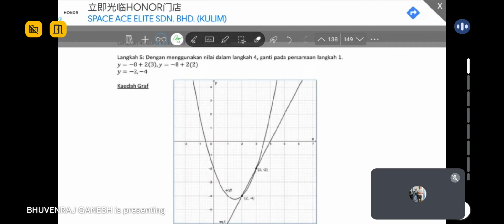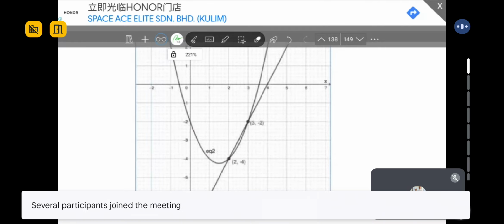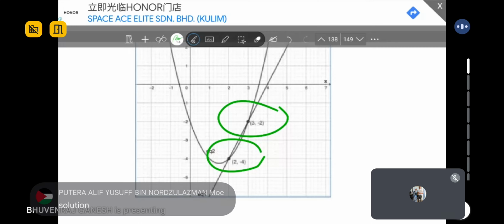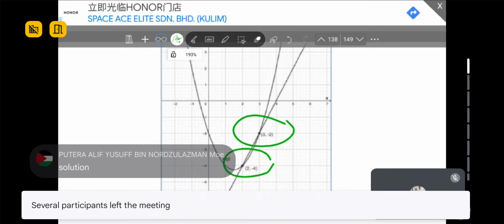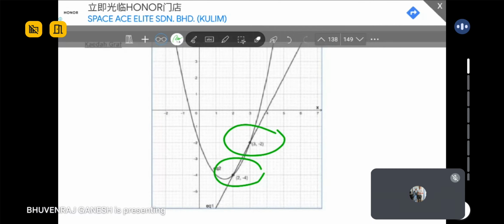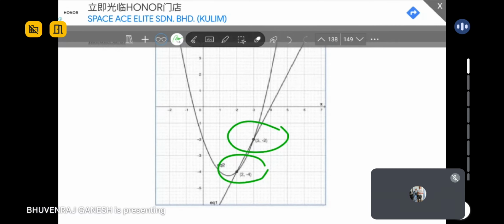Okay, this is the example of graph method guys. Ini adalah contoh kaedah graph. Okay, so can you see? So what does the point of intersection represent guys? Titik persilangan tu mewakili apa dalam kaedah graph? It represent, yes, your solution, penyelesaian kamu. Okay, nilai X dan Y kamu dalam maksud yang lain. Okay, it represent your X value and also Y value.